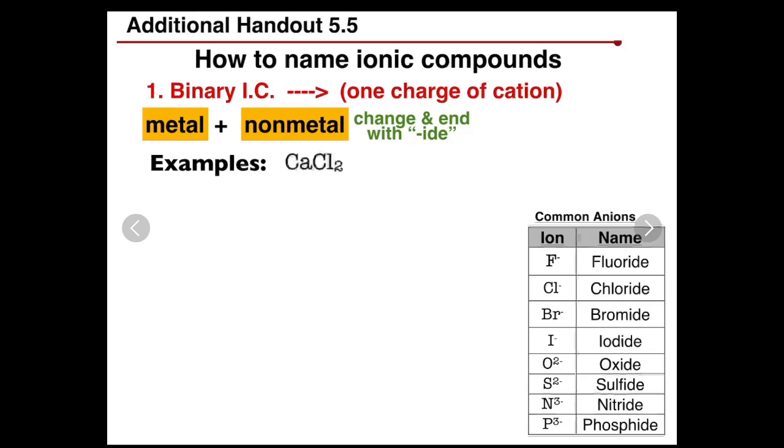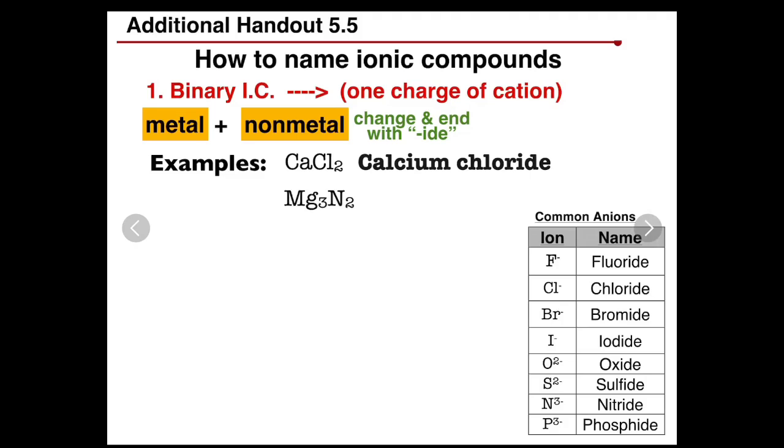So for example, if you have CaCl2, the name of this would be calcium, right, coming from the metal first. Ca is calcium. Chlorine, you are going to change that to chloride. So the name of this would be calcium chloride, used in de-icing the road, right?